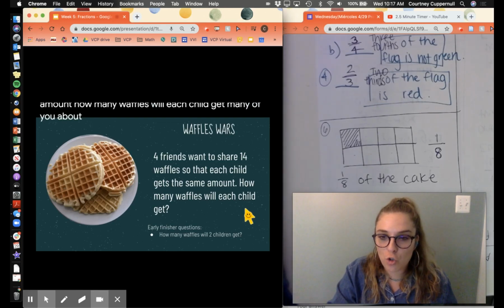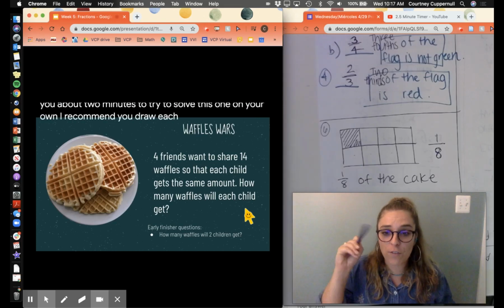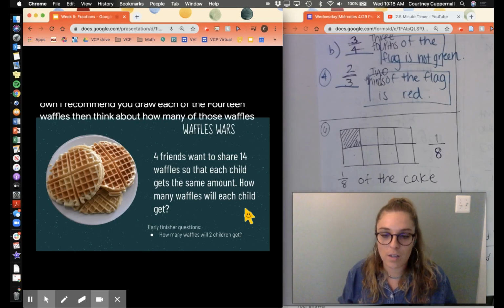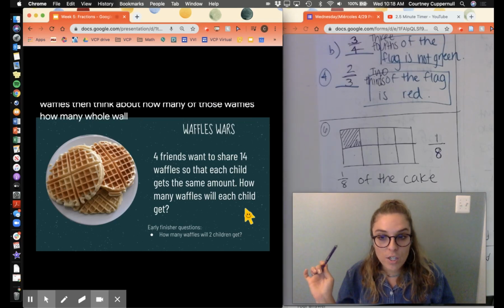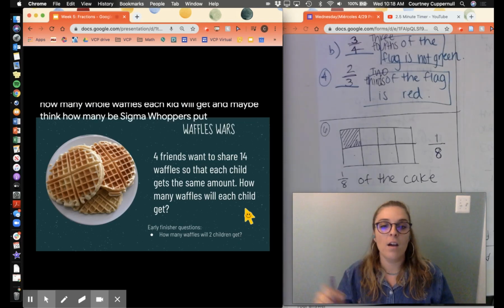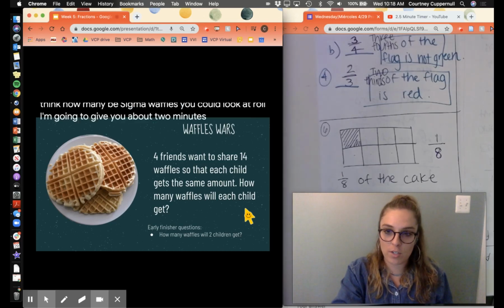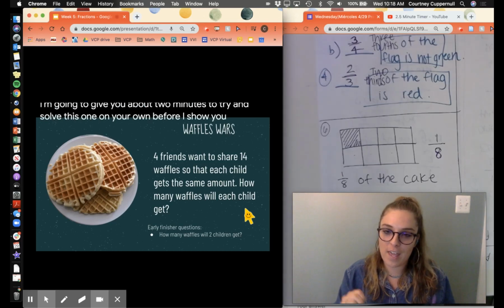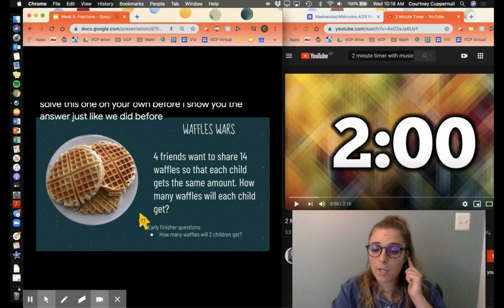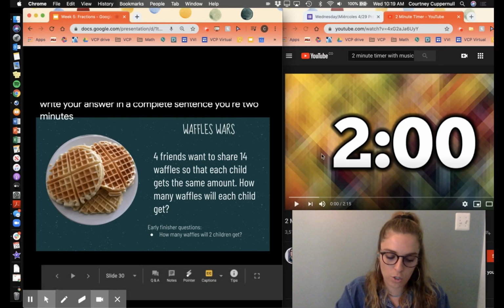I'm going to give you about 2 minutes to try to solve this one on your own. I recommend you draw each of the 14 waffles, then think about how many whole waffles each kid will get, then maybe think how many pieces of a waffle each kid will get. So let's rock and roll. I'm going to give you about 2 minutes to try to solve this one on your own before I show you the answer. Just like we did before, make sure that you write your answer in a complete sentence. Your 2 minutes will start now.